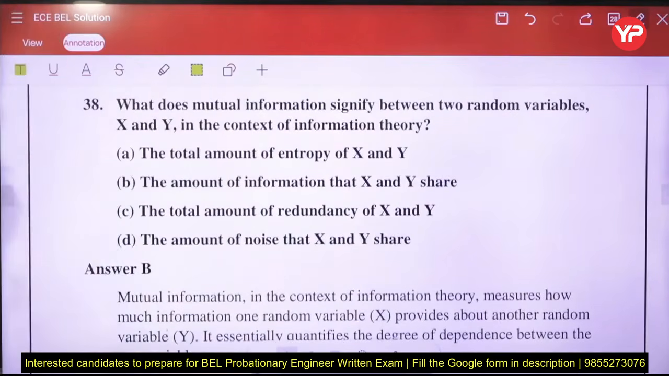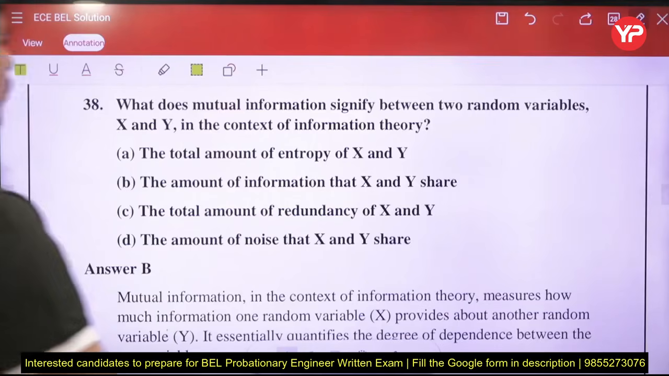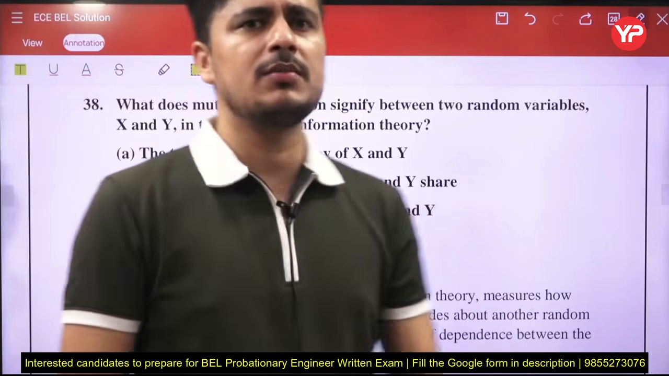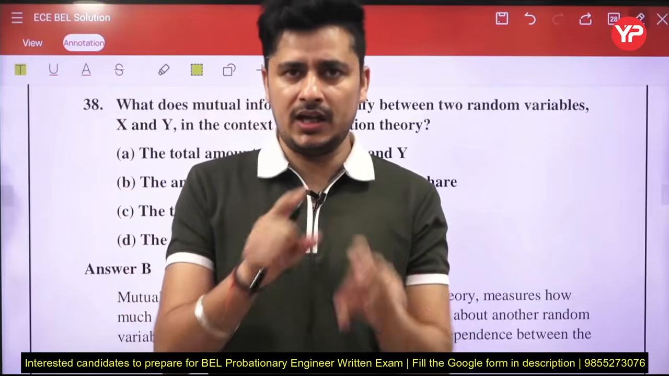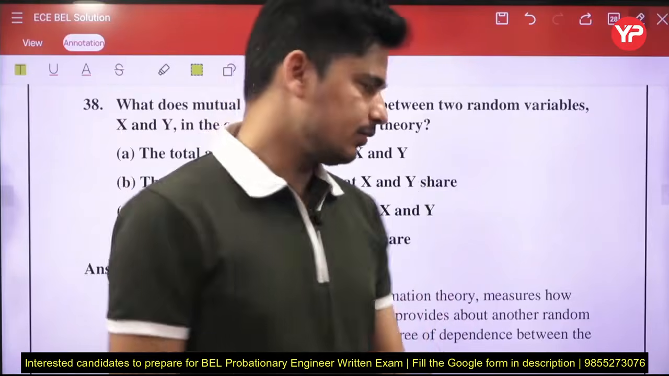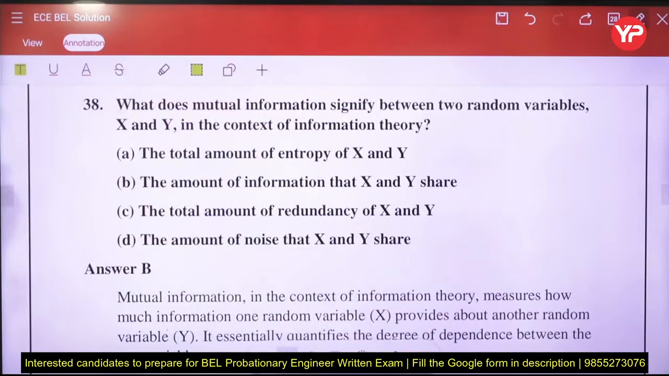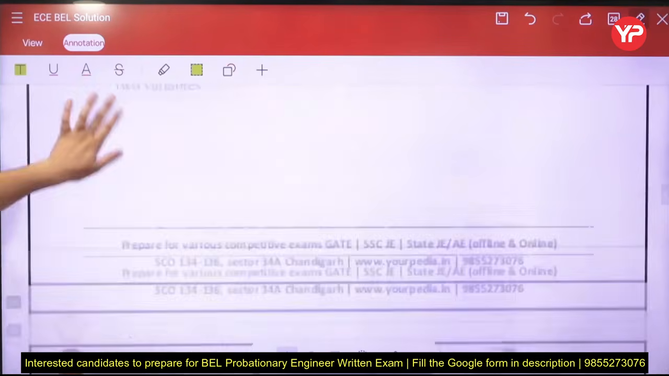Next. What does mutual information signify between two random variables X and Y in the context of information theory? Basically, whenever we are talking about mutual information, it means how much information the two random variables are sharing with each other. That is called the mutual information, right? So what will be the answer? The amount of information that X and Y are sharing with each other.